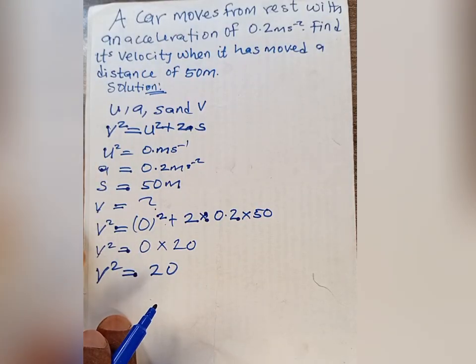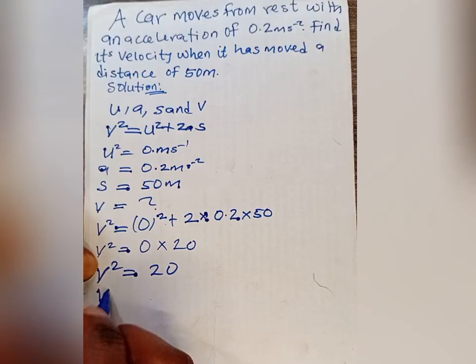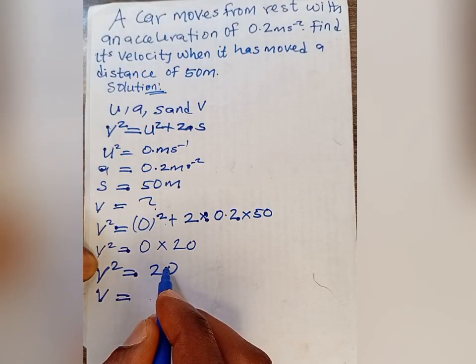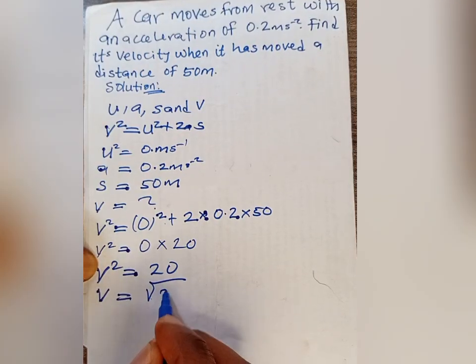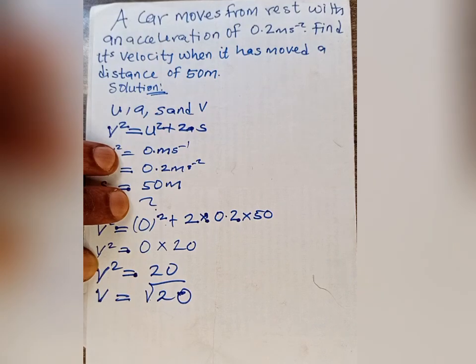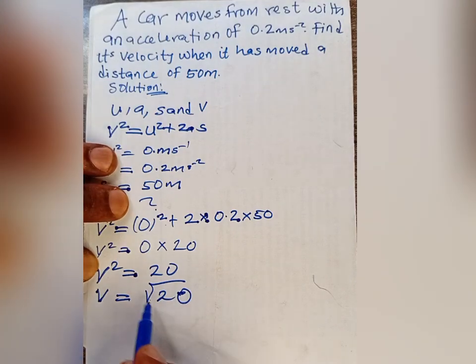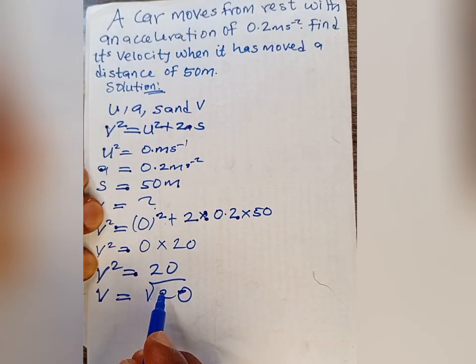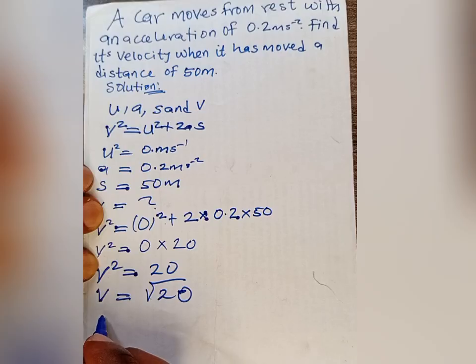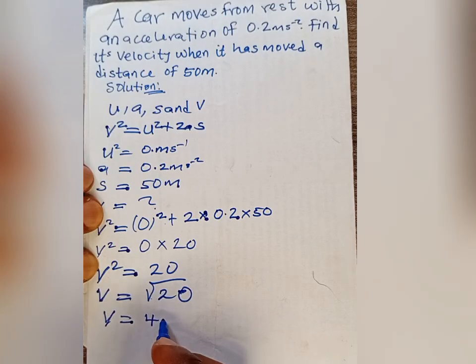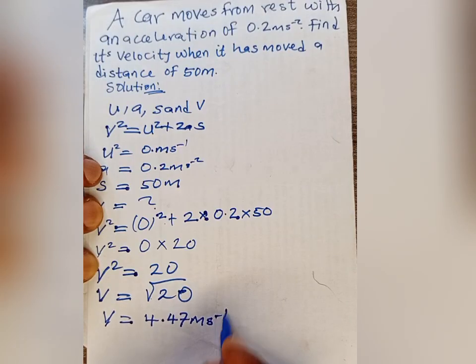Therefore, to get the final velocity v, it will be equal to the square root of 20. Now, if you press your calculator to get the root of 20, we have v, which is equivalent to 4.47 meter per second. And here is our final answer.